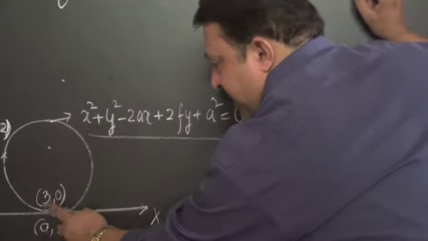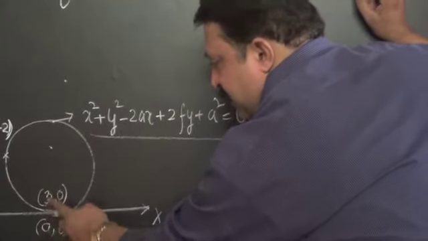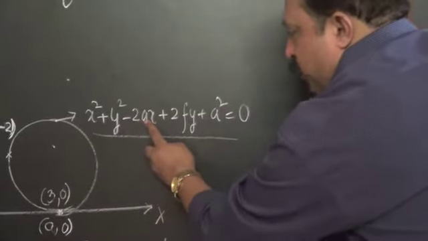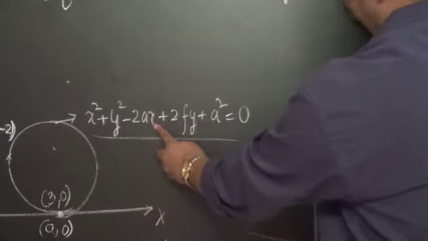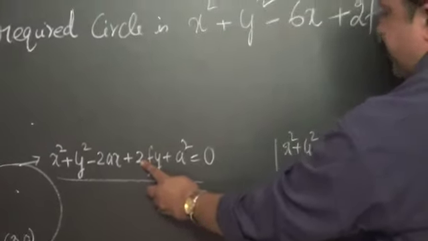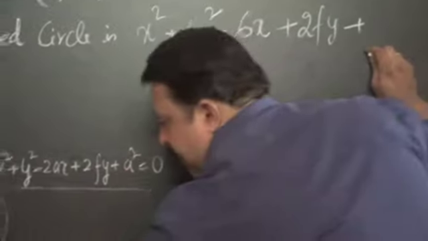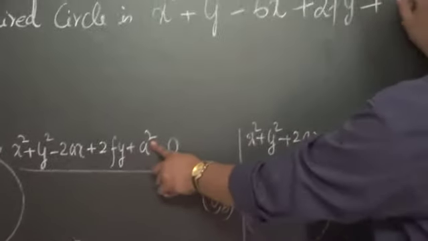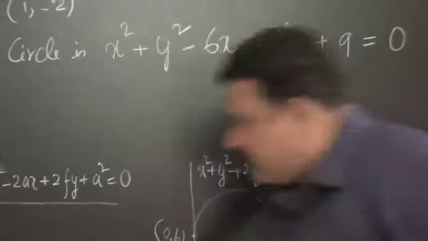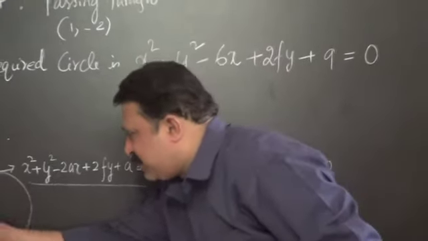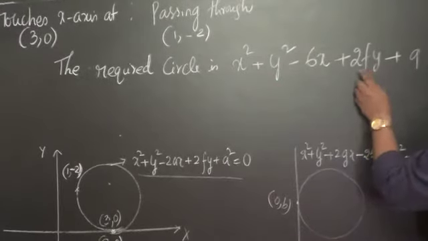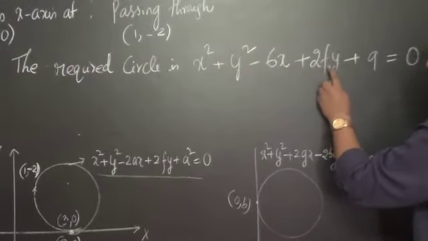a is 3 here because it is touching the x-axis at (3, 0). So a is 3, so -2 into 3 into x, that is -6x. And this term remains the same, plus a², and a is 3, so a² is 3², that is 9, equal to 0. So we have got the structure of the equation, but one of the terms is still missing. We do not know the value of f.